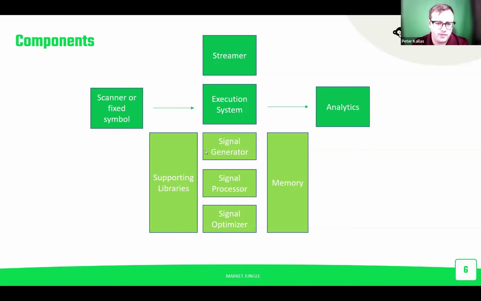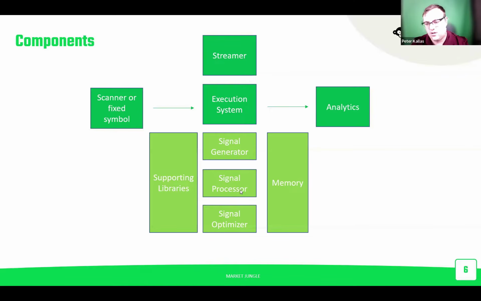A main sub-module would be a way to generate signals. If I have a particular stock that comes into my execution system, I need to find a way to execute on that particular stock. That's essentially this module right here, which is my signal generator. Once a signal is generated, I also need a way to process it. That's what the signal processor is for.